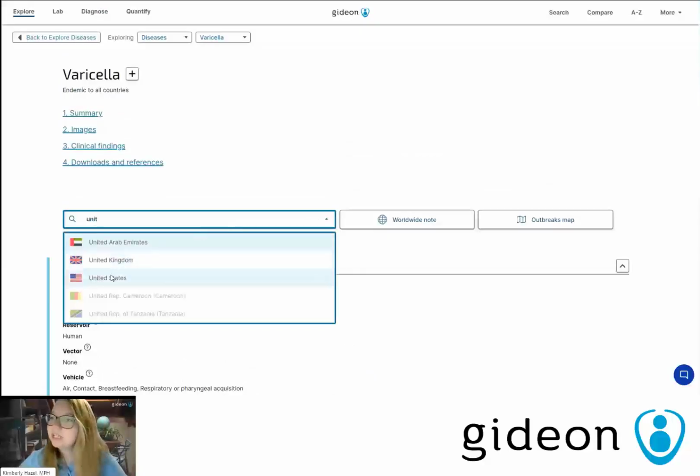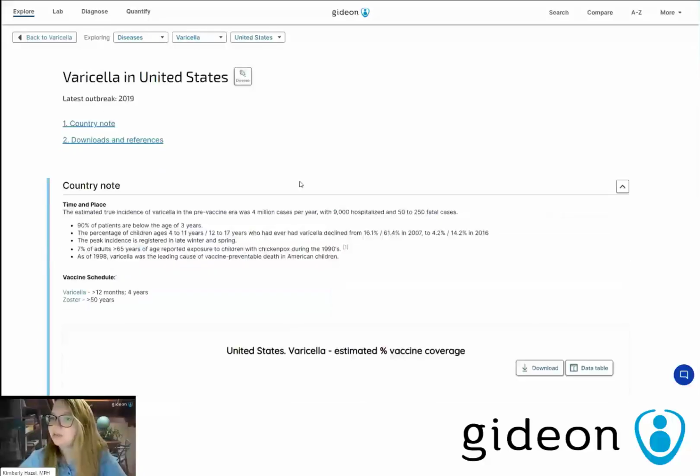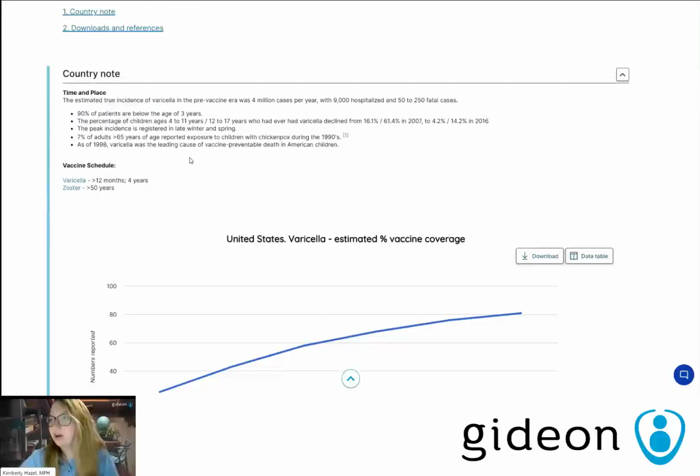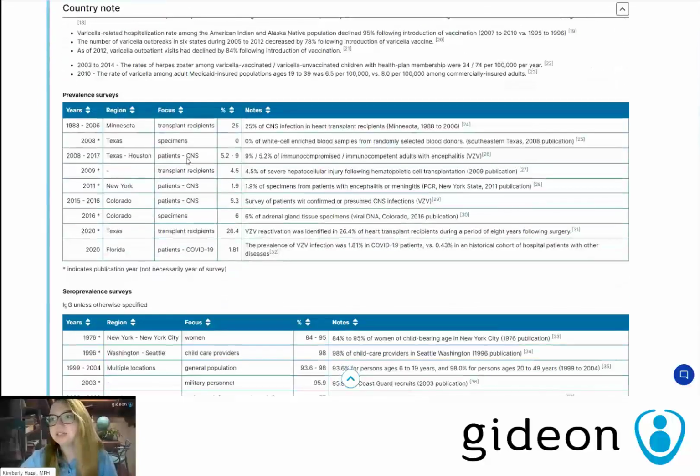So if we wanted to take a look at the United States, I can go in here and tell it that that's what I want to see, and I want to see my country note here. So now I can look specifically at chickenpox within the United States, and it's going to give me a whole lot of really awesome information. There's a ton that you can glean from this.